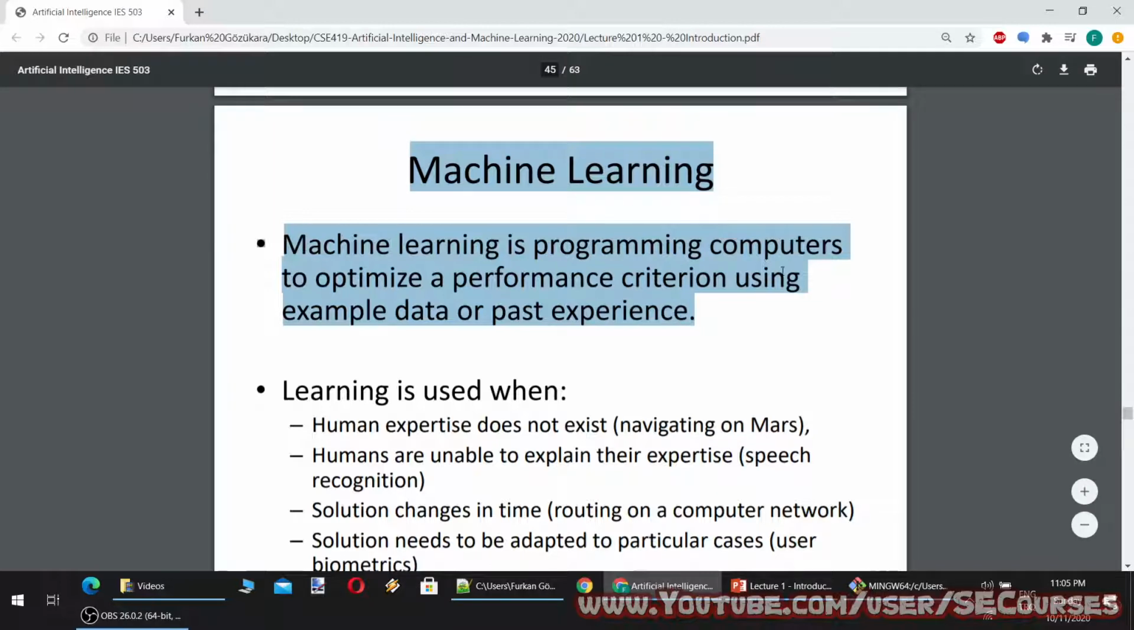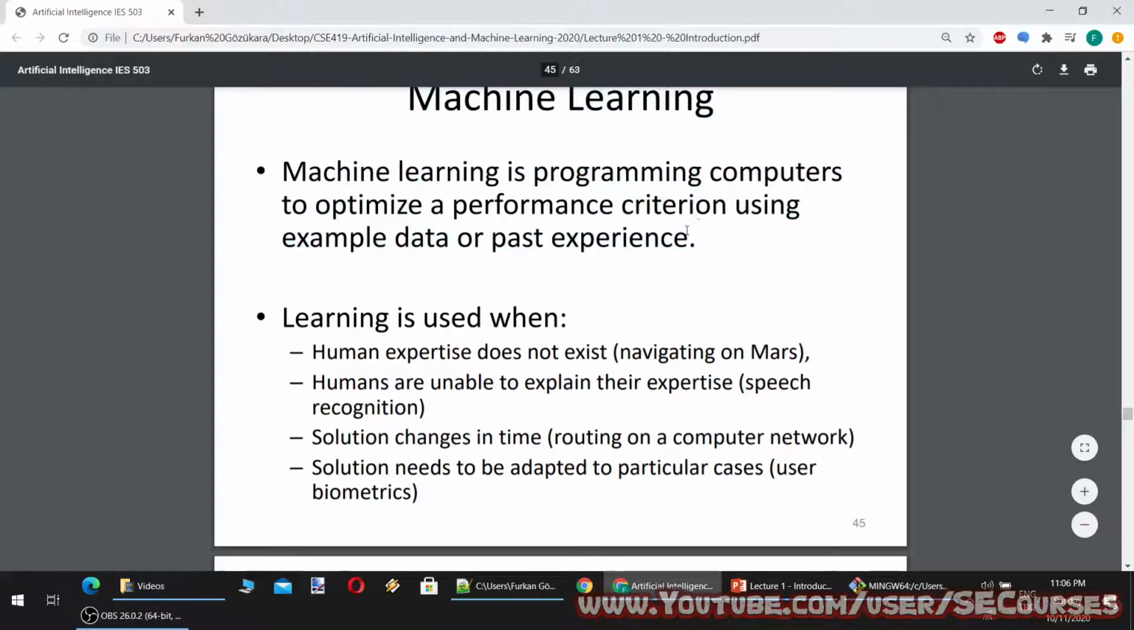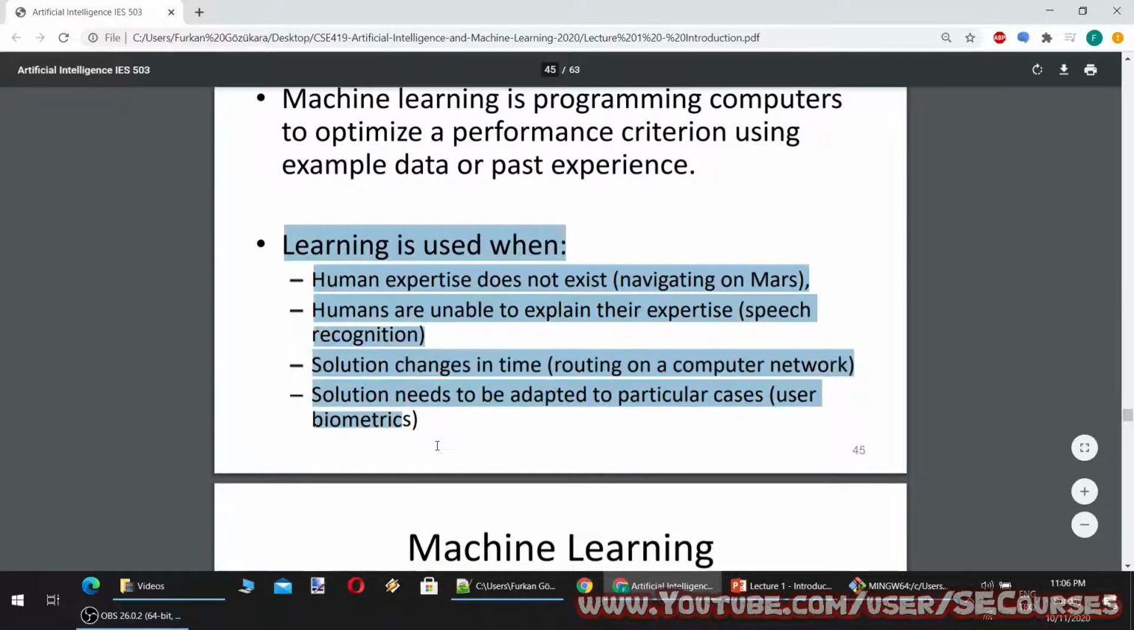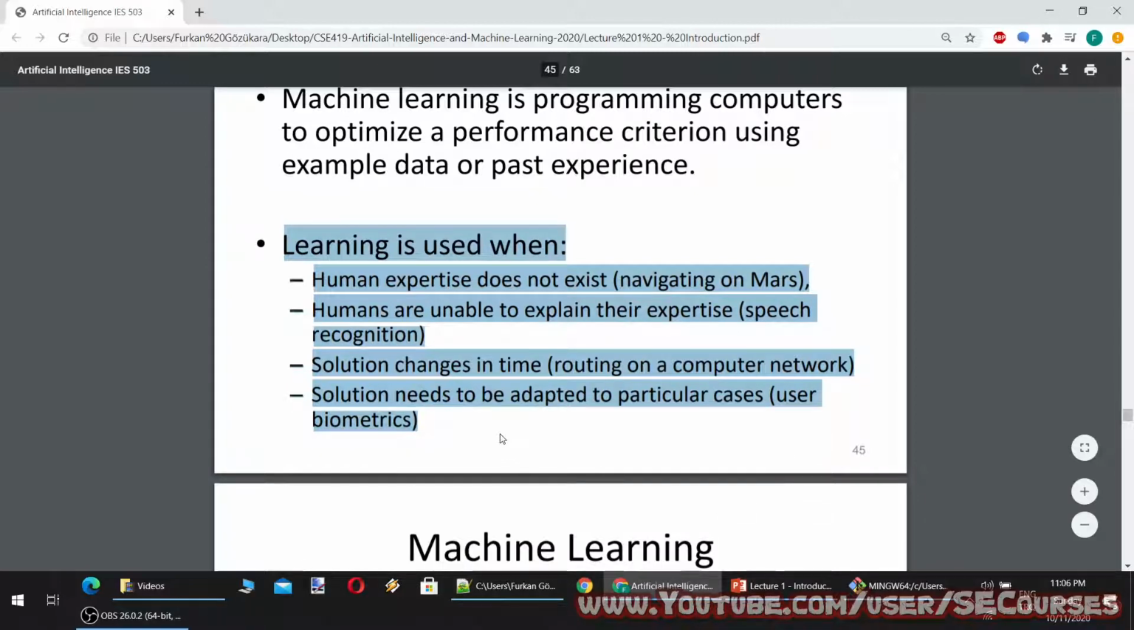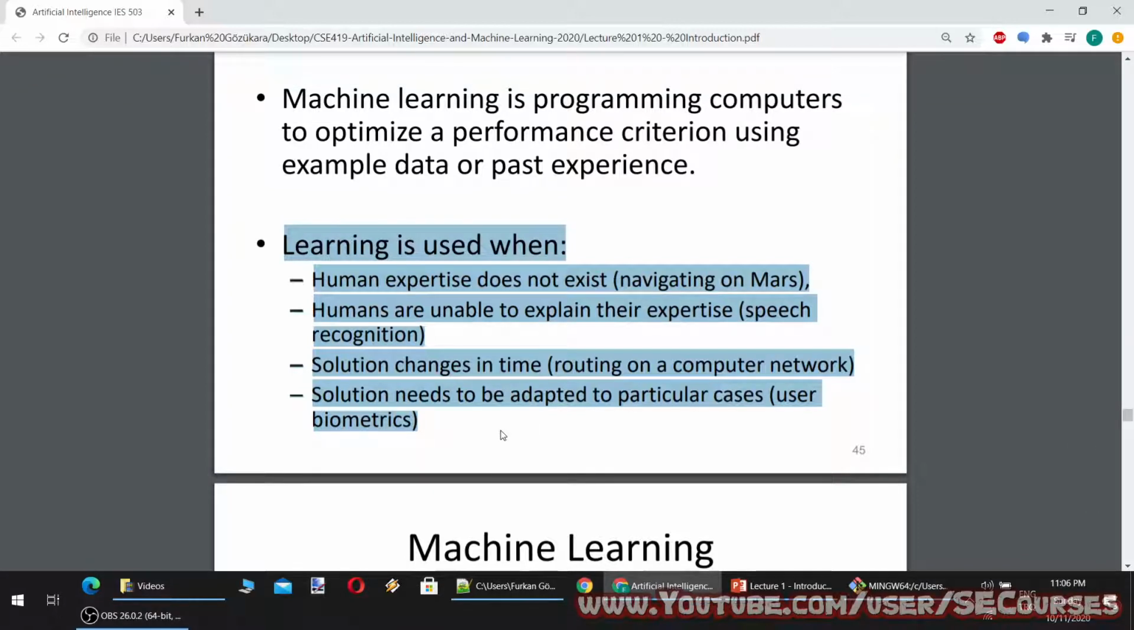Machine learning is programming computers to optimize a performance criterion using example data or past experience. Learning is used when human expertise does not exist, for example navigating on Mars; when humans are unable to explain their expertise, for example speech recognition; when the solution changes in time, for example routing on a computer network; or when the solution needs to be adapted to particular cases.